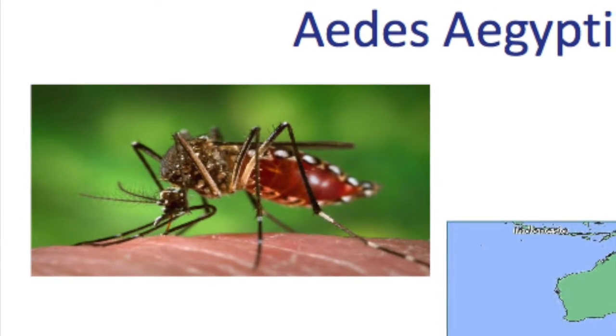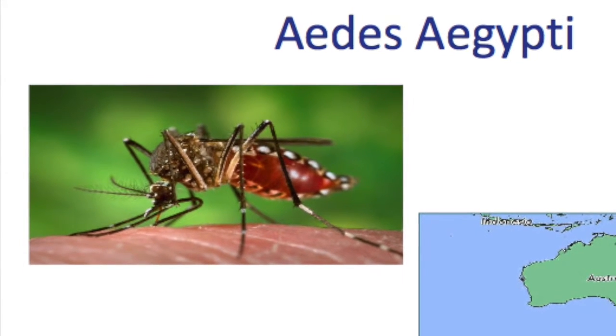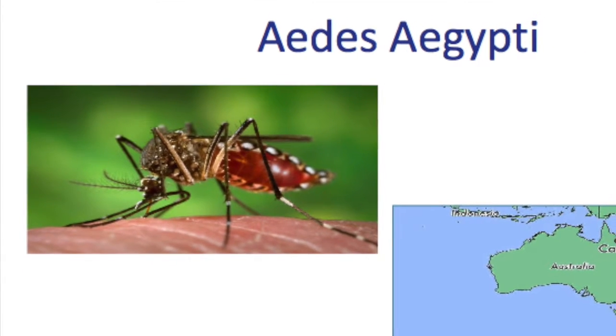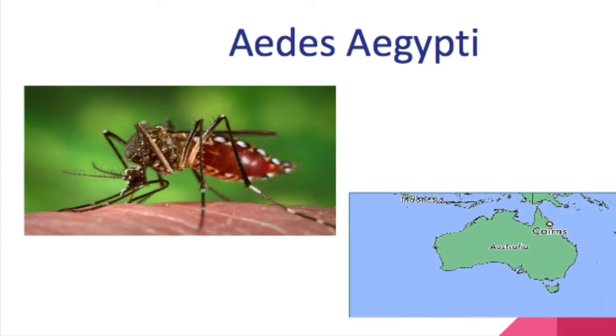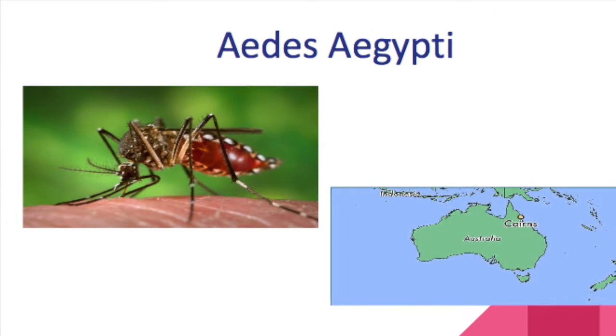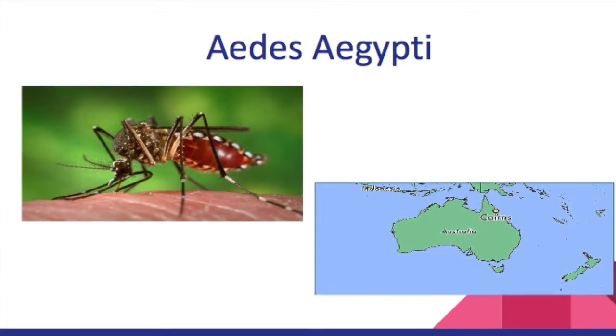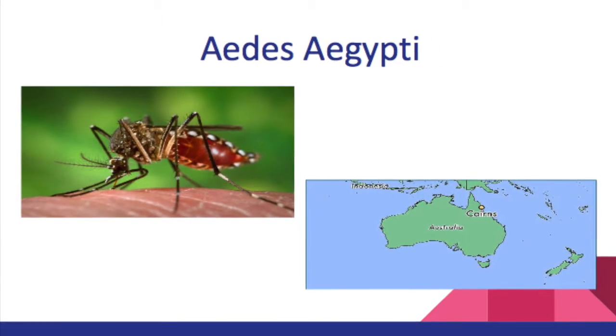For this experiment, 5 different lines of Aedes aegypti mosquitoes were used. The Aedes aegypti mosquitoes, commonly known as yellow fever mosquitoes, were bred and collected from Cairns, Australia.